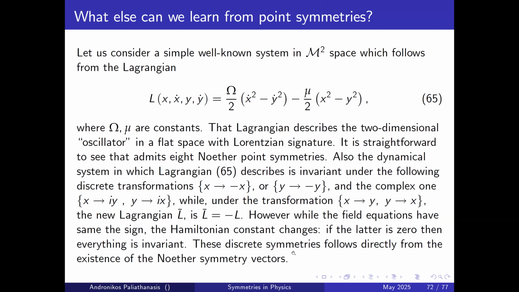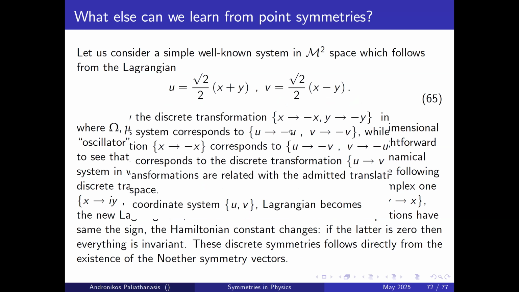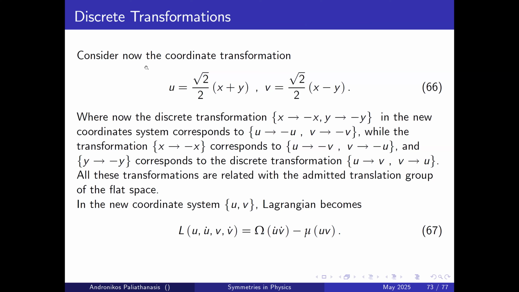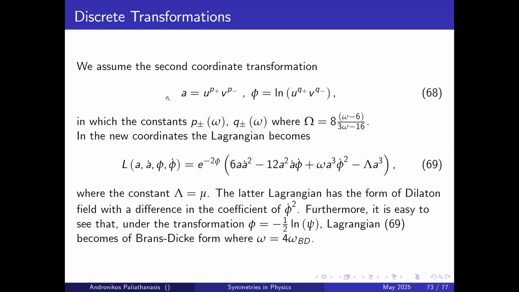These discrete symmetries follow directly from the existence of the Noether symmetry vectors, this one. Now, consider the coordinate transformation from the diagonal to non-diagonal variables. The discrete transformation we established before, x to minus x, y to minus y, in the new coordinates is u to minus u, v to minus v, while the transformation x to minus x corresponds to u to minus v, and y to minus y corresponds to the discrete transformation u to v, v to u. All these transformations are related with the admitted translation group of the flat space.